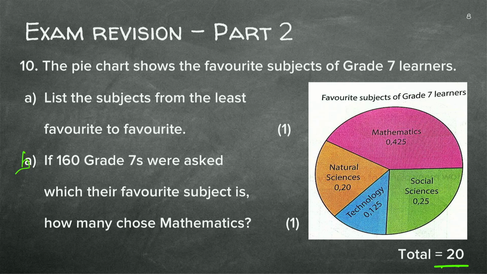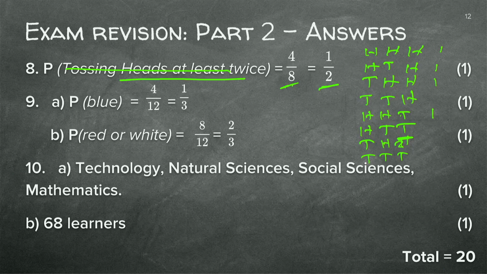And they ask us, 160 grade 7s were asked which their favorite subject is, how many chose mathematics? And remember what we have to do. We say 160 times 0.425 for mathematics, and that will give us 68 learners.